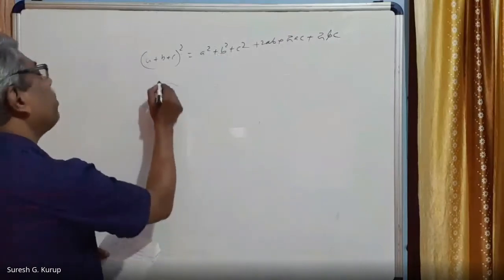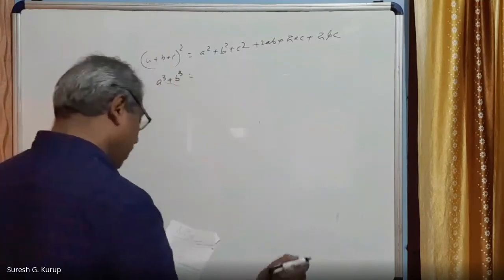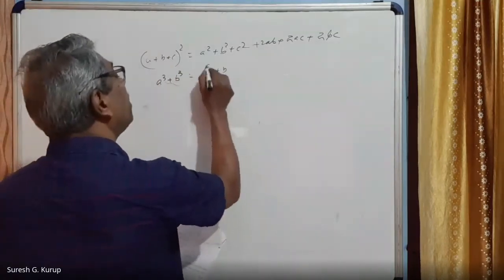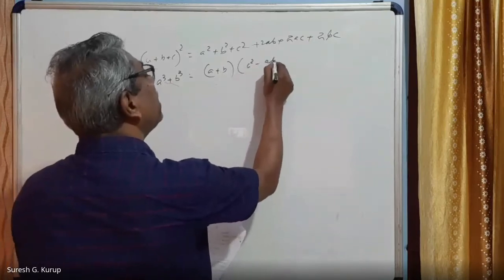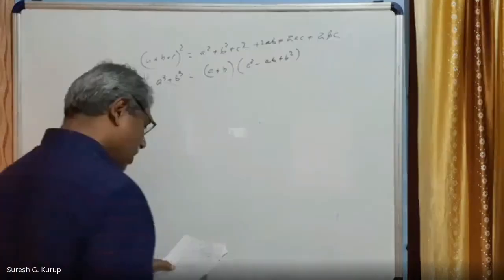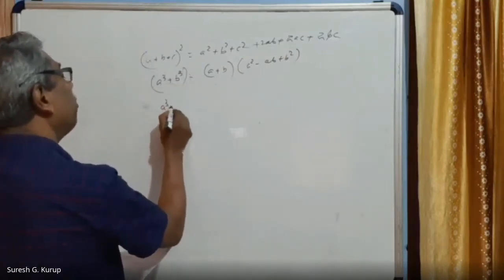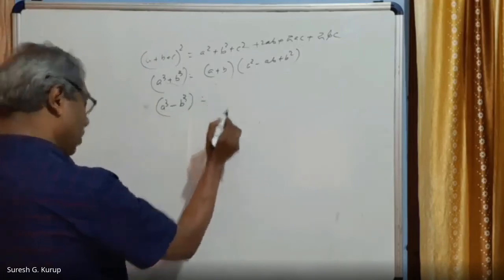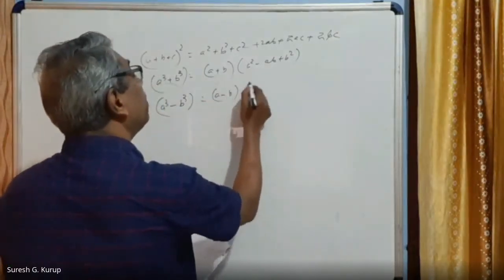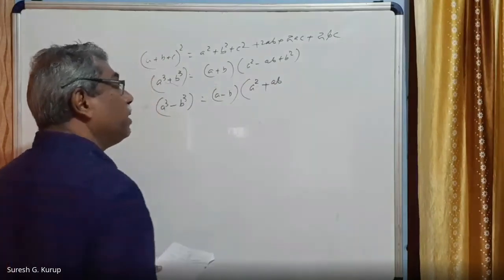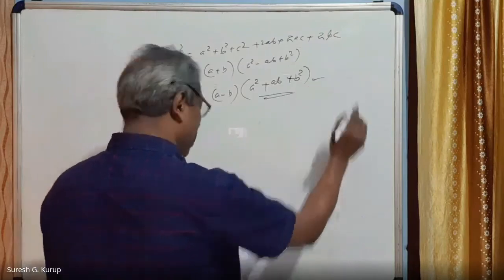Now, this is very important. You already know it. a cube plus b cube is equal to a plus b into a square minus ab plus b square. This is also important. Another one is a cube minus b cube is equal to a minus b into a square plus ab plus b square. So this is also an important formula.